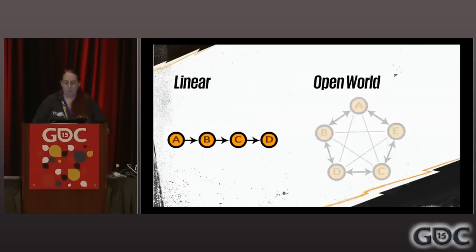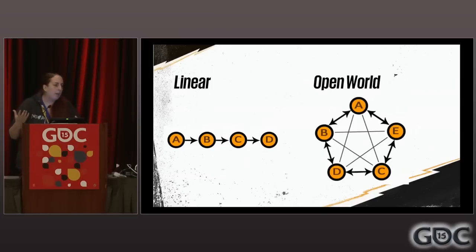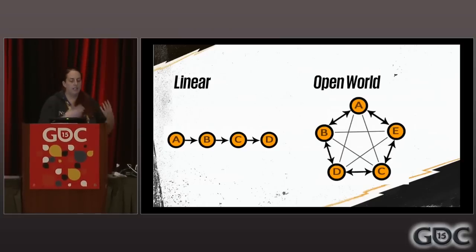Then if I were to tell you, okay, now draw an open world game, that might be a little more difficult, but it usually looks like some kind of spider web. You can go from A to B to C again, or you can go from A to D to C and then back to A again. The deal here is that it's non-linear. It's non-deterministic. You don't know where the player necessarily is, or where they're going to go next, or where they last came from, unlike a linear game.